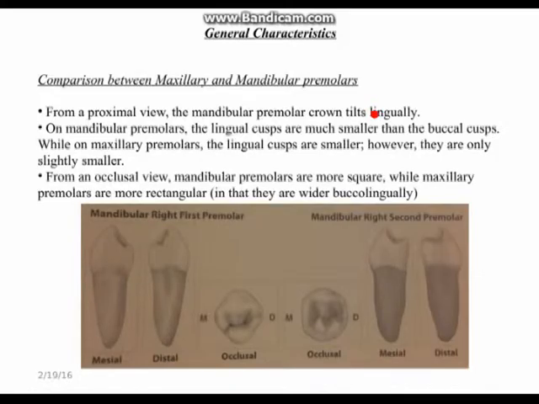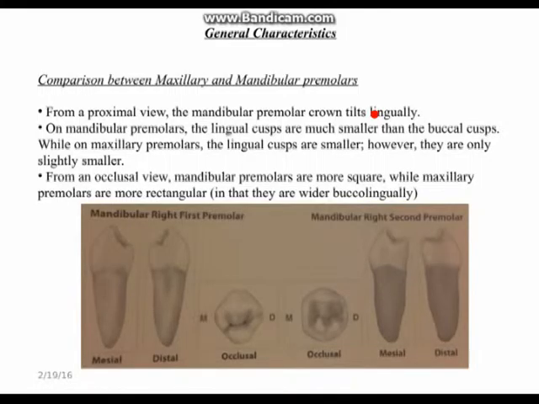Let's compare. Since we compared between each individual tooth, let's compare in general between maxillary and mandibular premolars. What do they look like? What's the difference? Which crown is bigger? Okay, let's start with the first one.